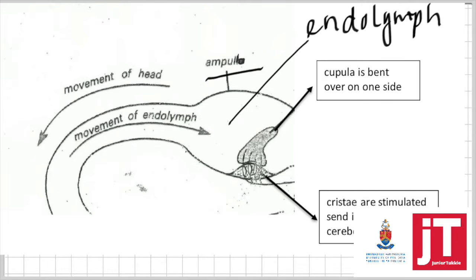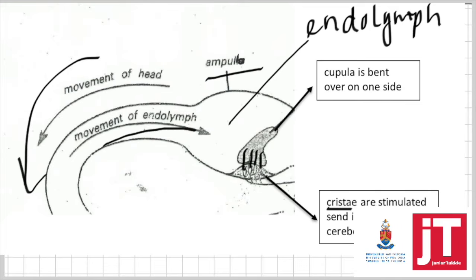Now, the structure in the ampulla is this cup-shaped structure, which is called the cupula. The hair cells that you see here are the cristae, and the cristae is the receptor that is responsible for balance. Now, the cristae is responsible for changes in speed and direction. Now, I'm about to explain how this happens, and then I'll explain what you will be required to write in your exams.